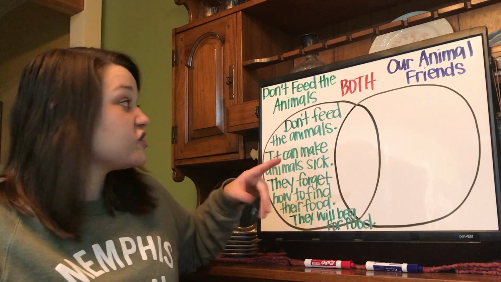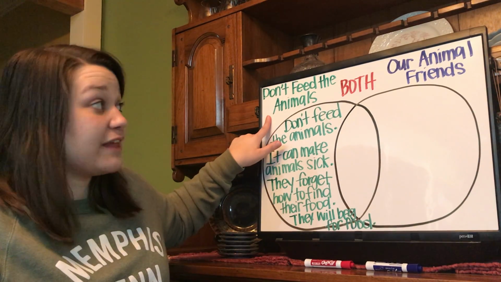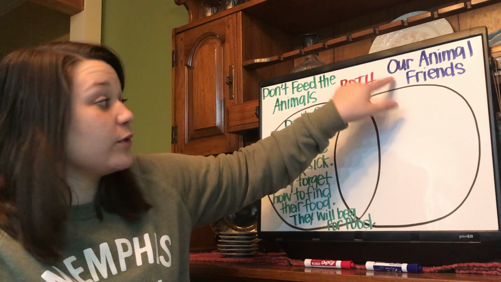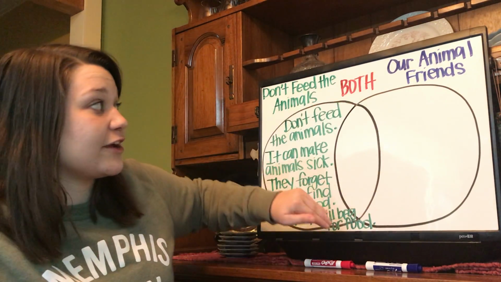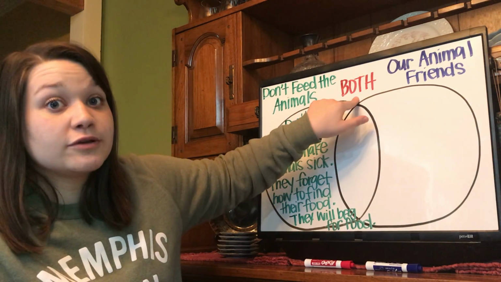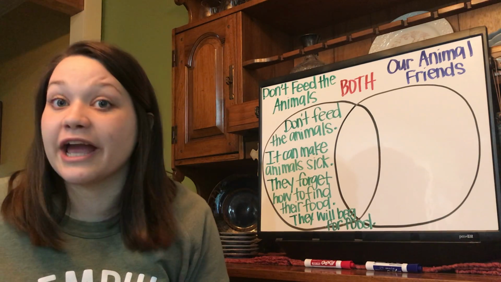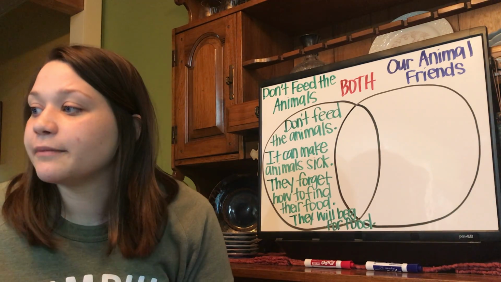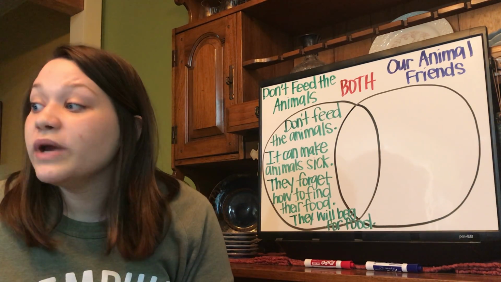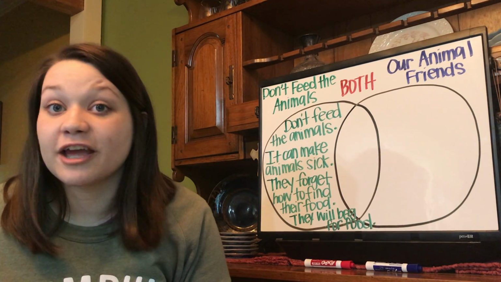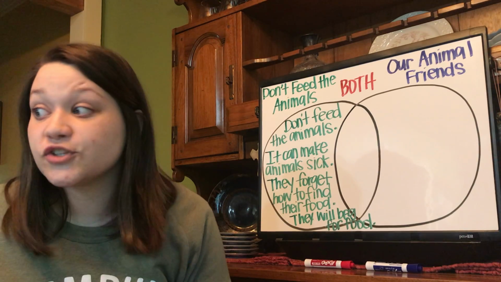Because if we have information that's in the story, Don't Feed the Animals, and also in the story, Our Animal Friends, then we need to put it in the middle of our Venn diagram because it's in both stories. So I'm going to go down to the second story called Our Animal Friends by Jerry Limto. We need to take care of our animals. One way to keep animals safe is not to feed them.